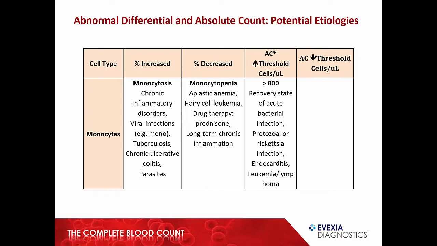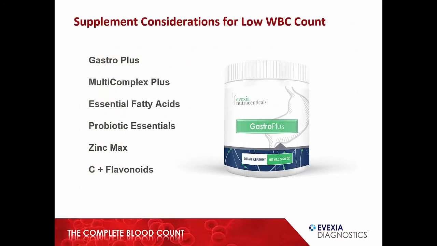Monocytes, same thing. Again, for your review, I'd suggest getting a copy of these slides. They're very, very helpful when you're looking at the CBC. Now, this slide shows some nutraceuticals that can be very, very helpful with a low white blood cell count after you've done your review. So keep that in mind. There's Gastro Plus, Multi-Complex Plus, Essential Fatty Acids, Probiotic Essentials, Zinc Max, and C+ flavonoids. Again, take a look at the lab test and prescribe accordingly.